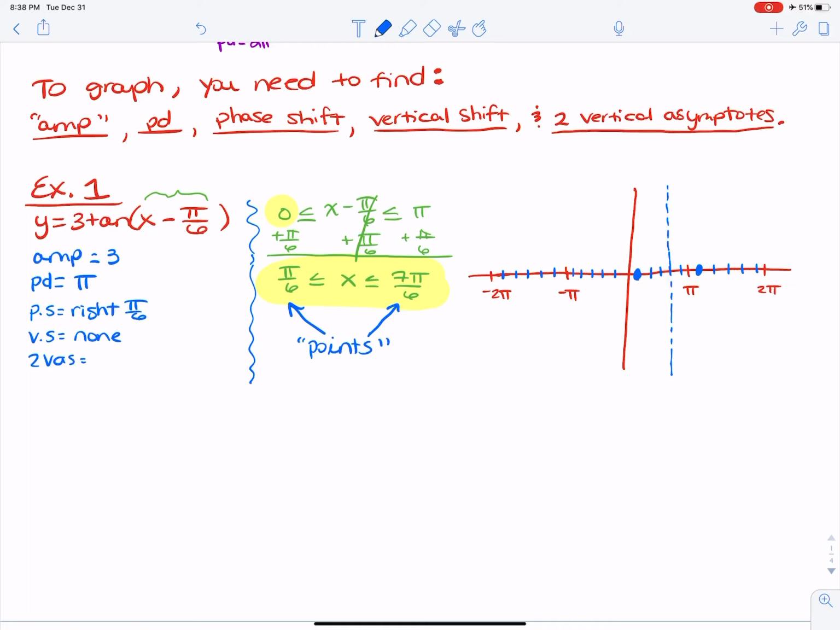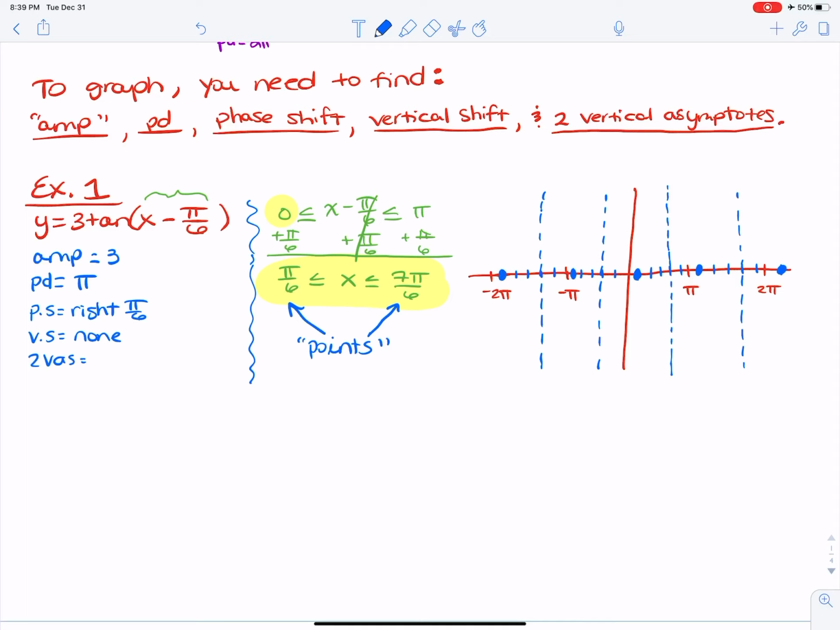And then I count and continue with that pattern. 3 to the next asymptote, 1, 2, 3. And then 3 to the next point, and that would be right there. Same way here. 1, 2, 3 to the next asymptote. And then 1, 2, 3 to the next point. 3 to the asymptote, 1, 2, 3. And then 3 to the point, 1, 2, 3.